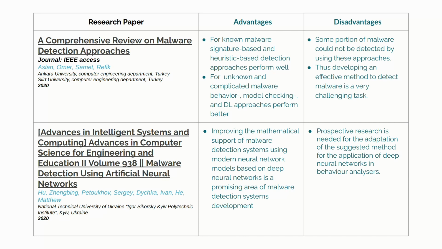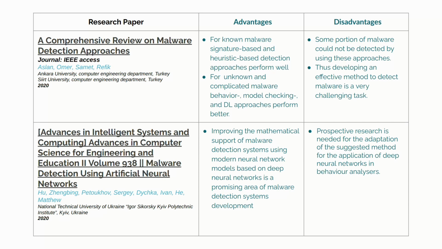Moving to the next research paper, which is titled Advances in Computer Science for Engineering and Education. In this research paper, the authors suggested that there is still room for enhancing the mathematical foundations of malware detection systems by incorporating modern neural network models, particularly deep neural networks. This area holds promise for further advancements of malware detection systems, and future research should focus on adapting these methods for the application of deep neural networks in behavior analysis.